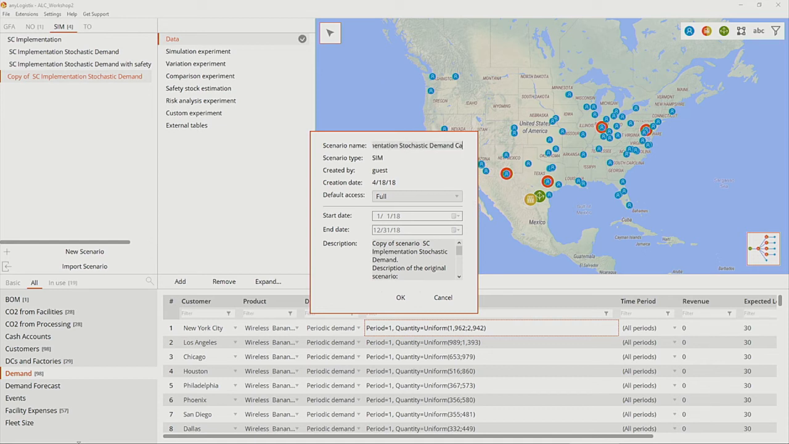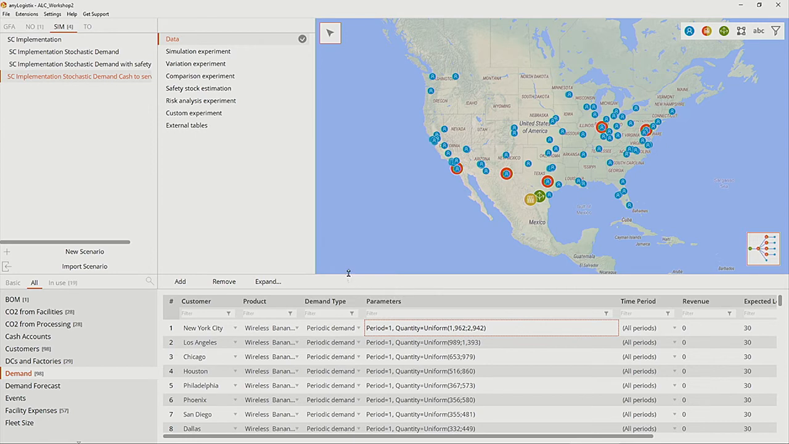And I will name it cash to serve. So as Timothy said, we need additional information about payment terms and accounts in our scenario. So that is what I'm going to add.